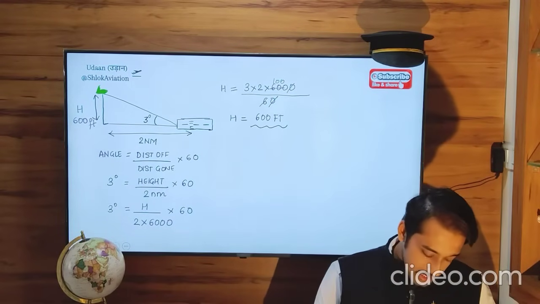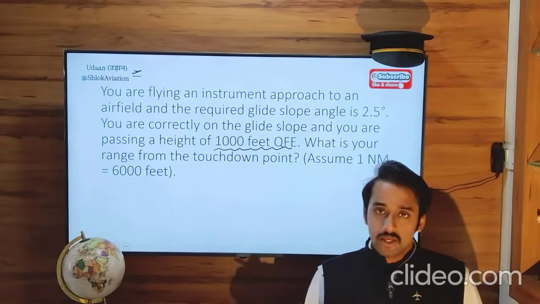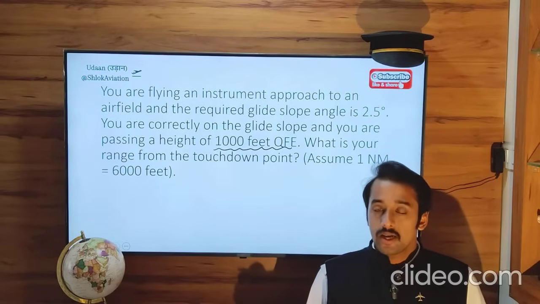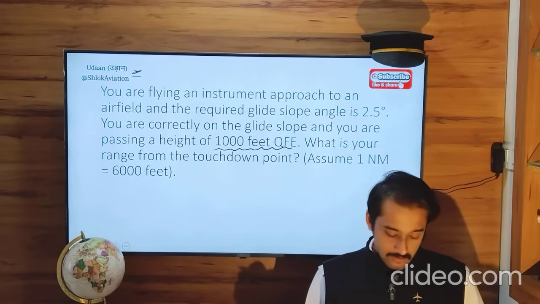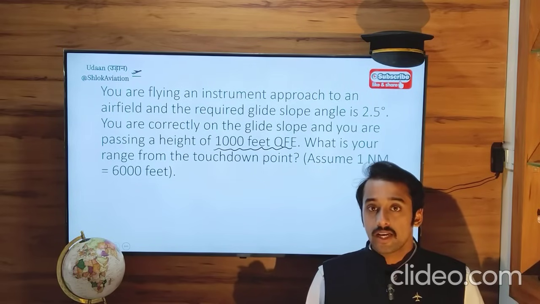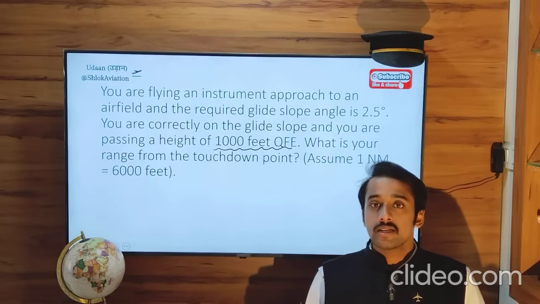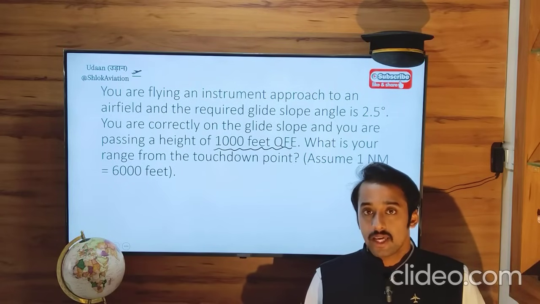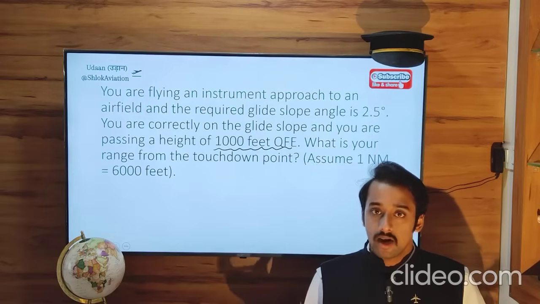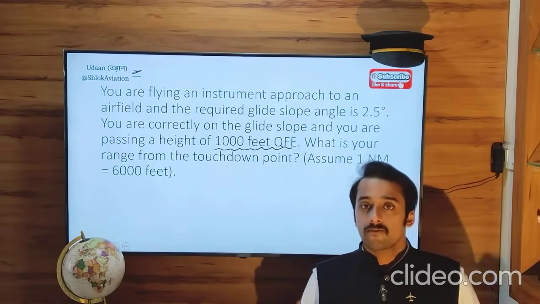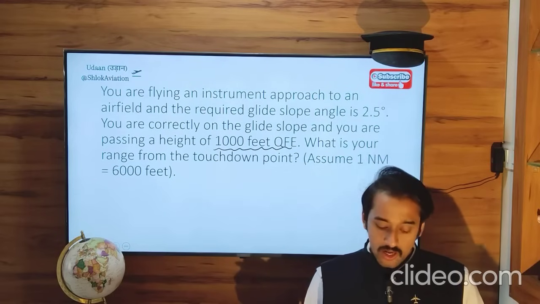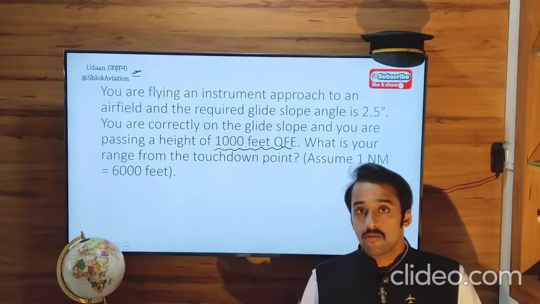Next, similar question. You are flying an instrument approach to an airport and the glide angle is 2.5. You are on the glide slope and you are passing a height of 1000 feet QFE. QFE is the atmospheric pressure existing at the aerodrome or your airport, and all vertical distances measured with altimeter setting QFE are heights. So height is 1000 feet above the aerodrome or airport. What is your range or distance from the touchdown point?